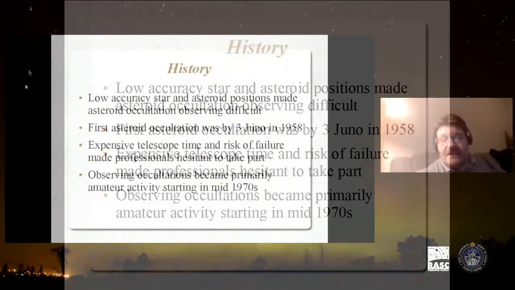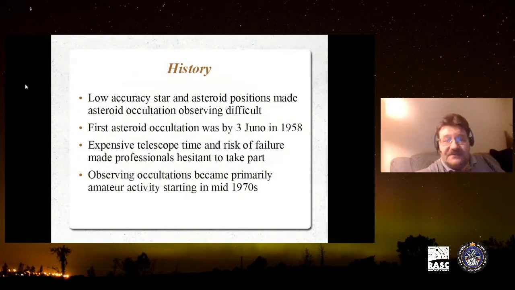The first asteroid occultation that was observed was by Juno, 3 Juno, in 1958. But the problem is that all this uncertainty meant that the odds of an asteroid occultation actually occurring where we thought it was going to happen weren't that great. It would be a case of the path of occultation on Earth will be here plus or minus 20,000 kilometers, for example.